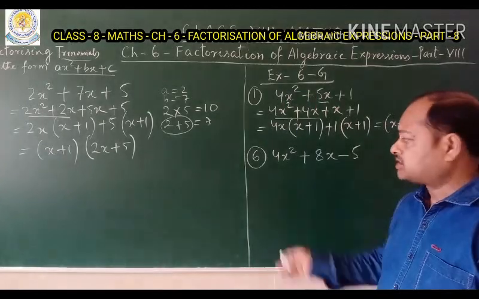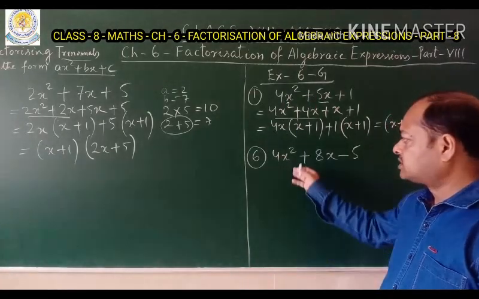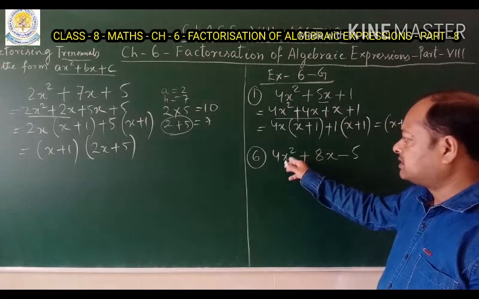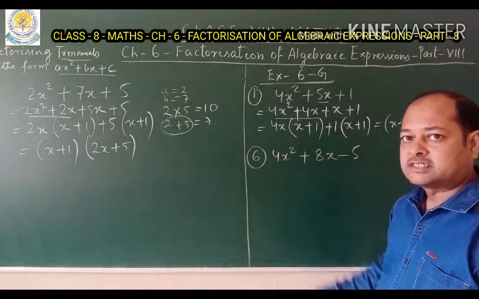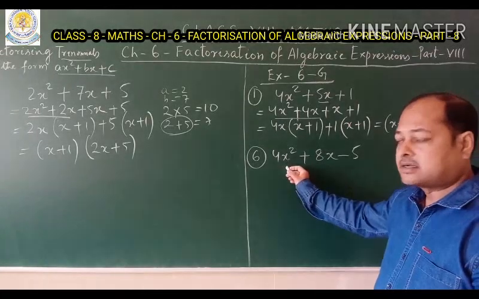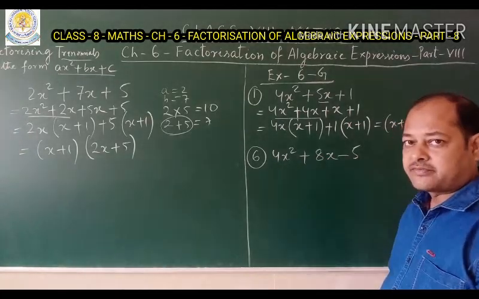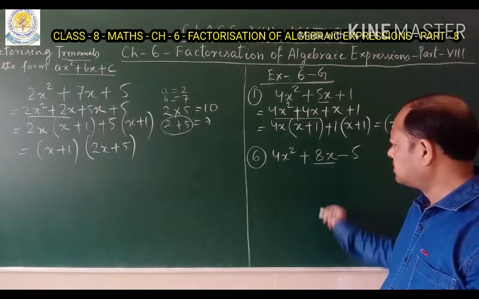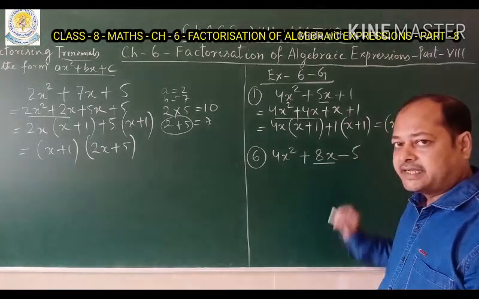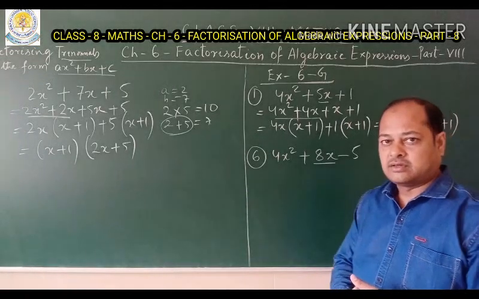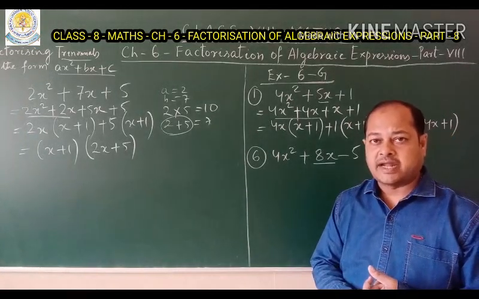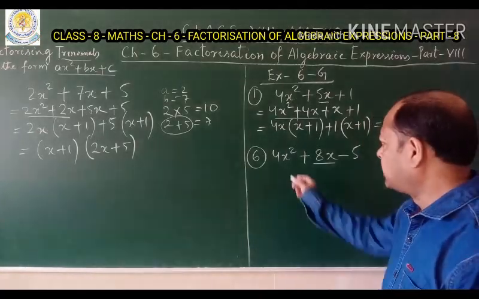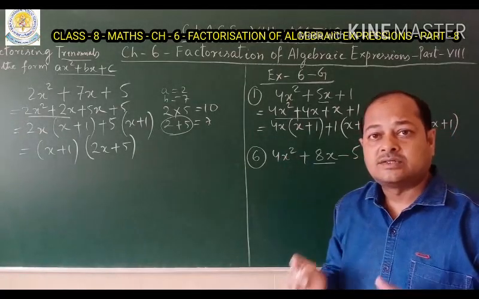Now come to question number 6. Question number 6 says to solve this algebraic expression and find out its factors: 4x square plus 8x minus 5. So the first step is to split or break the middle term, that is 8x. What are the two numbers? If you add you will get 8, and if you multiply you will get 4 into 5, that is 20.